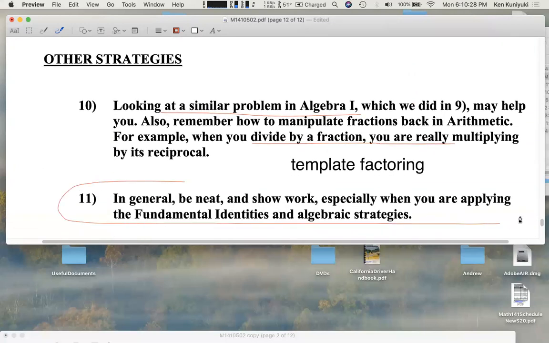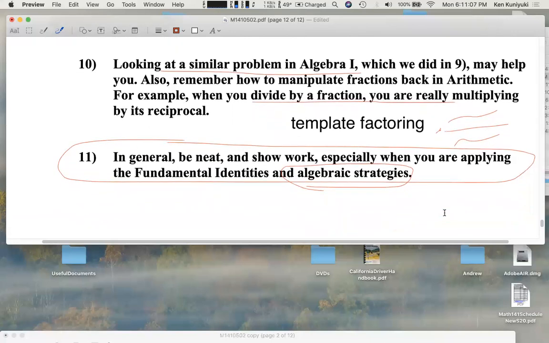In general, be neat, show work, show things step by step, and don't apply more than one identity to the same part of an expression unless you separate out the steps first. Don't do too much on one piece of the expression. Otherwise, you have to separate your steps. Make it clear when you're applying each fundamental identity, so you're not smushing things together. And also overall algebraic strategies, like multiplying by something over something, like a trig conjugate. Or if you're in the process of simplifying a compound fraction, and you're using, say, an LCD.